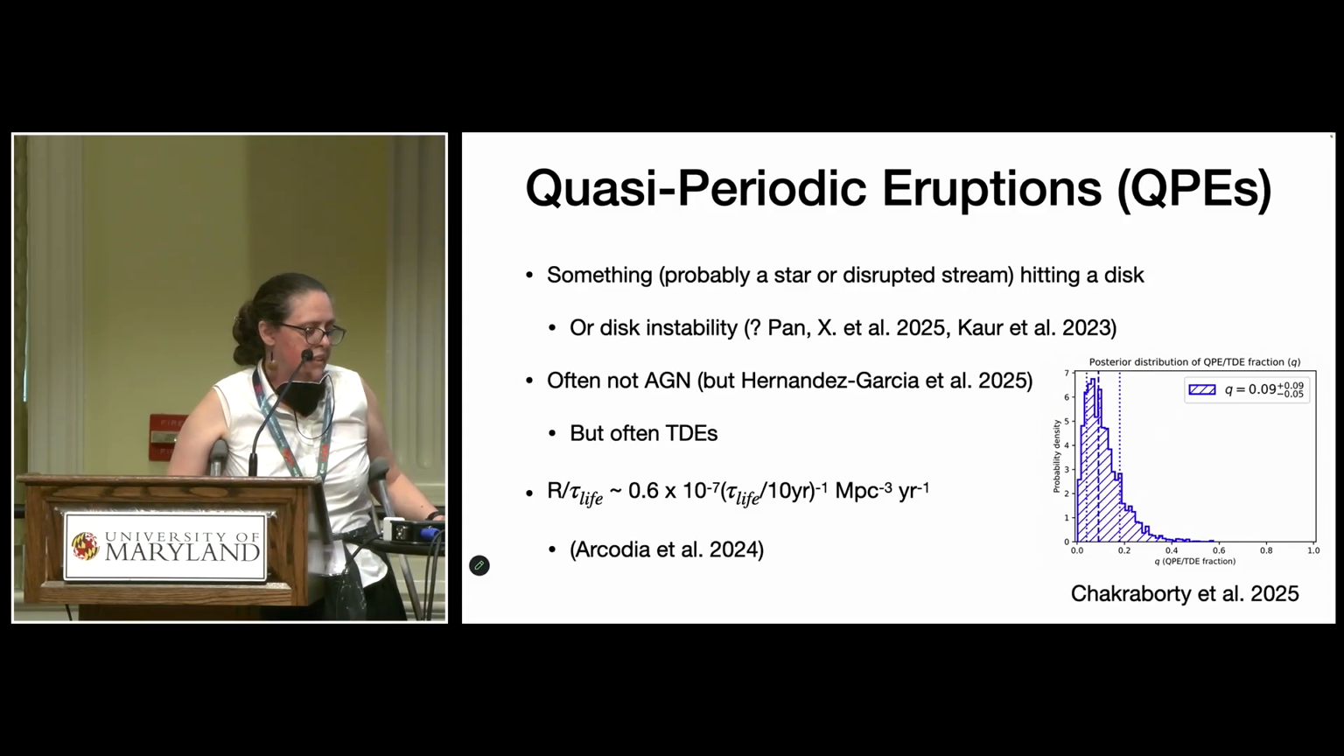What's the rate of these things? The rate of QPEs is, let's call it, 1 by 10^-7 per cubic megaparsec per year. It depends on how long you think these live. We've only been watching them for about 6 years, so 10 years might be a good guess for the lifetime. But what's really interesting is, when you have a TDE, how often do you see a QPE? This is a conditional probability plot on the right from Chakraborty, and they find that if you've had a TDE, you have a 10% chance of having a QPE thereafter.